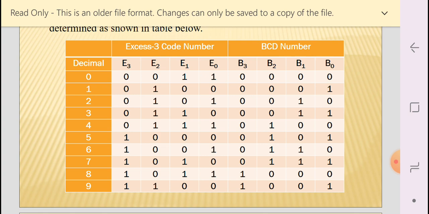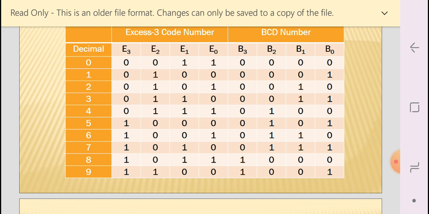Okay. Next, 1 plus 3, it is obviously 4, so it is 0100. That means E3 is equal to 0, E2 1, E1 0, E0 0. The corresponding BCD number will be 0001. Next 2, that is 2 plus 3, it is 5, 0101, right? The corresponding BCD number will be 0010. So in this same method you have to find out up to 9, as the BCD number is up to 9.